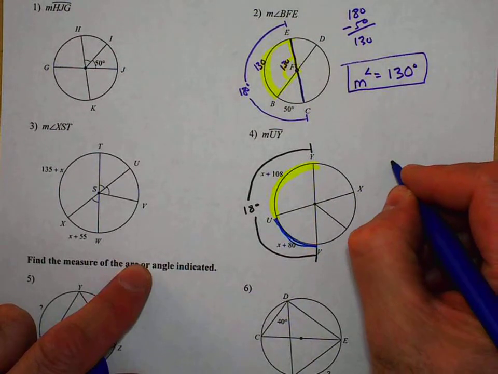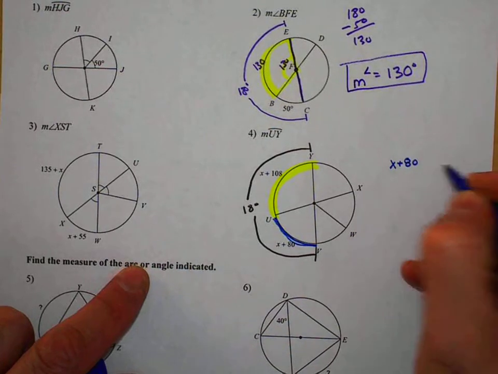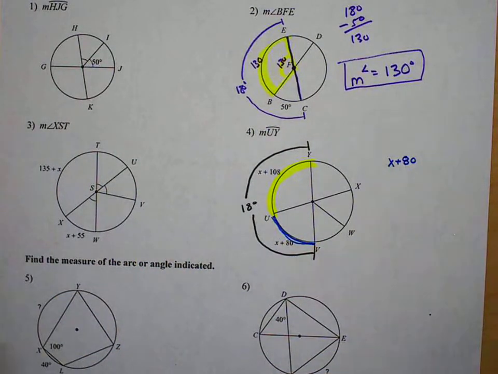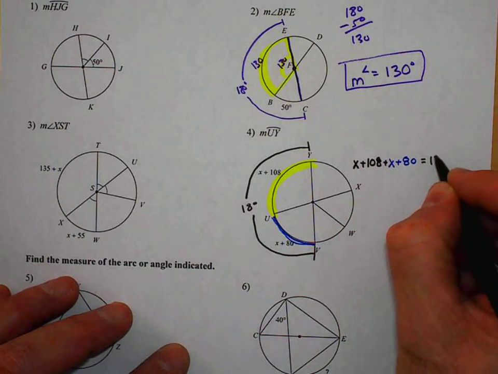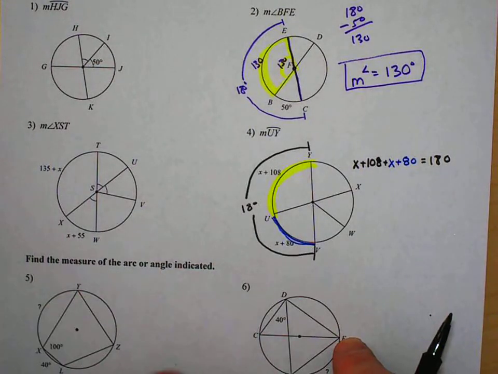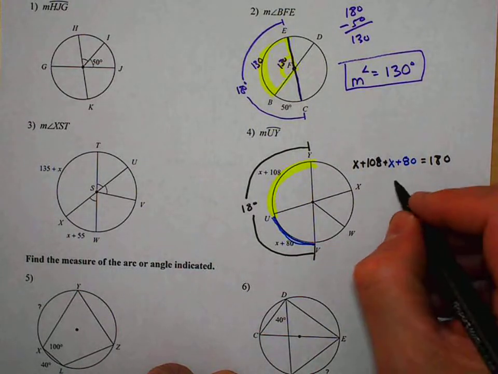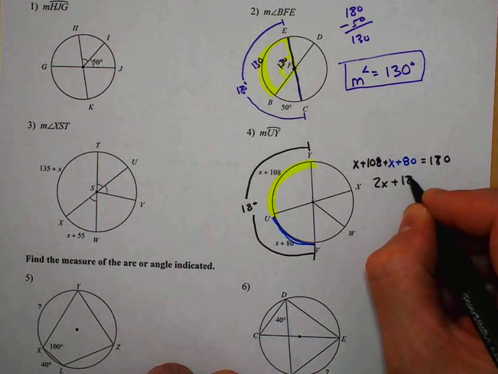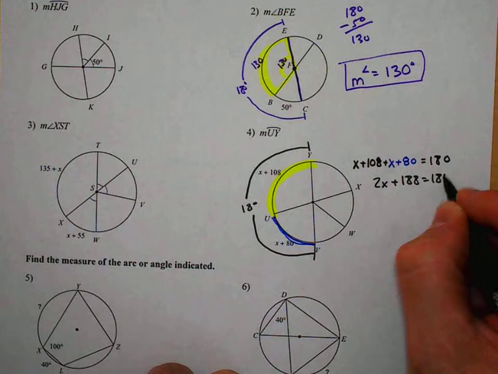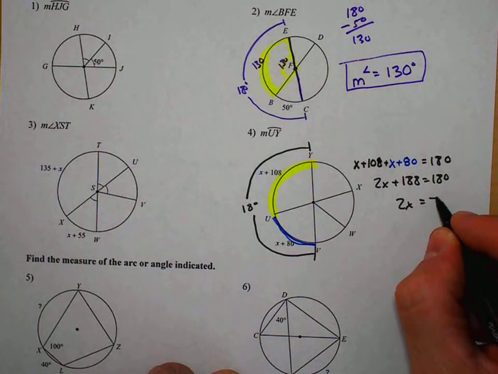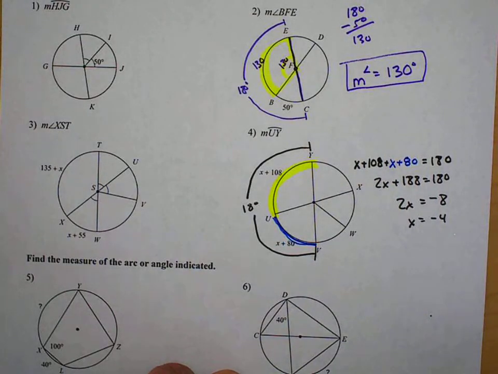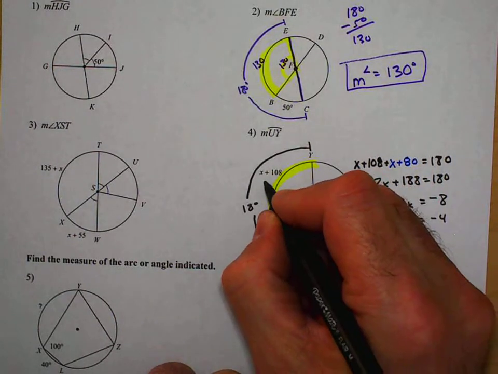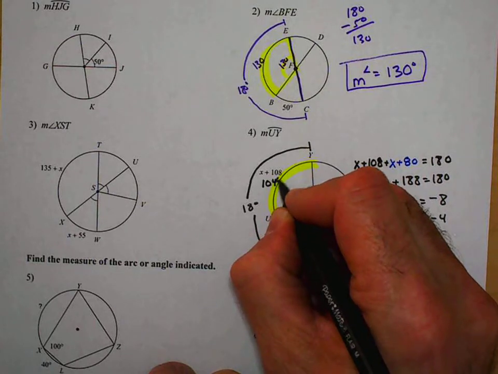So I have X plus 80. And then X plus 108 equals 180. I know that this is a semicircle. This is a diameter. So I have 2X plus 188 equals 180. So 2X, if I subtract 188 from both sides, I get negative 8. So X equals negative 4, which feels a little awkward. But if I plug it in for the two places I see that, I can tell this is going to be 104 degrees. That's what I'm looking for.